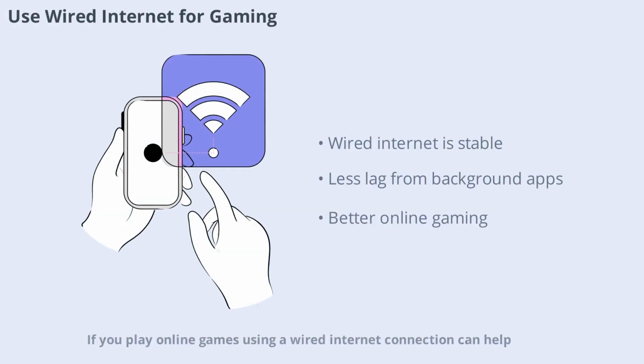If you play online games, using a wired internet connection can help. Wi-Fi can be affected by background apps using bandwidth, causing lag. A wired connection is more stable and less likely to be slowed down by other apps. This helps you get the best possible gaming experience.